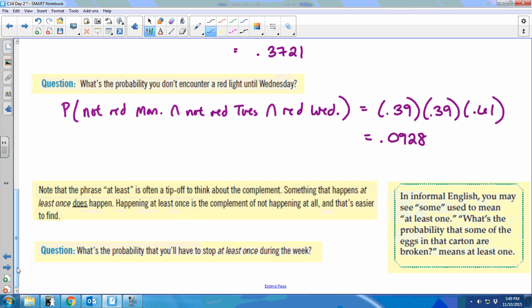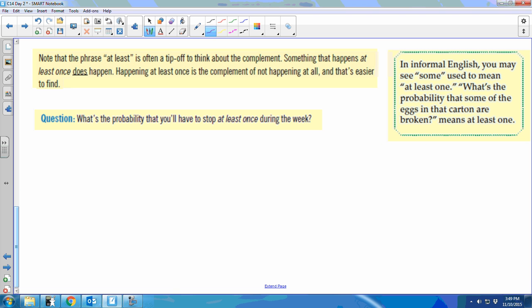And the last one, what's the probability that you'll have to stop at least once during the week? At least once. Stop means red. It's a work week, so that's 5 days. What's the probability of getting red at least once? Now this gets very complicated. At least once means it could be once a week, twice a week, 3 times a week, 4 times a week, 5 times a week, and it gets very complicated to come up with that probability.